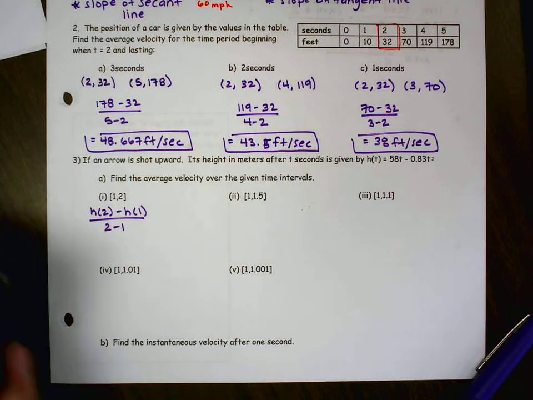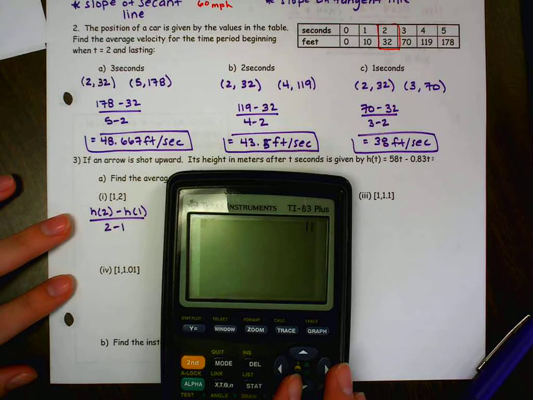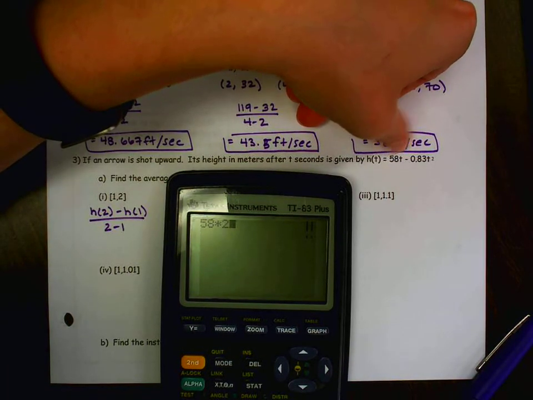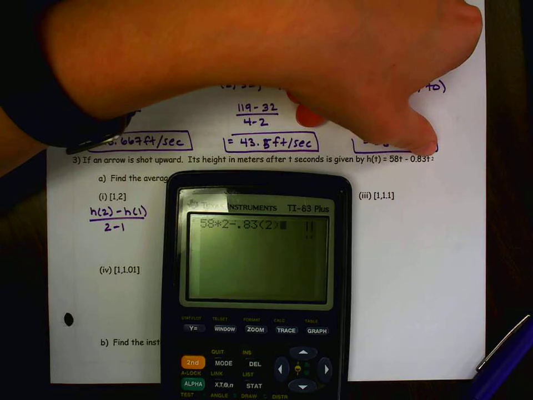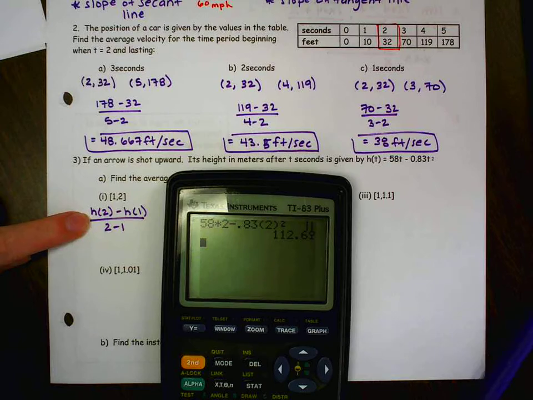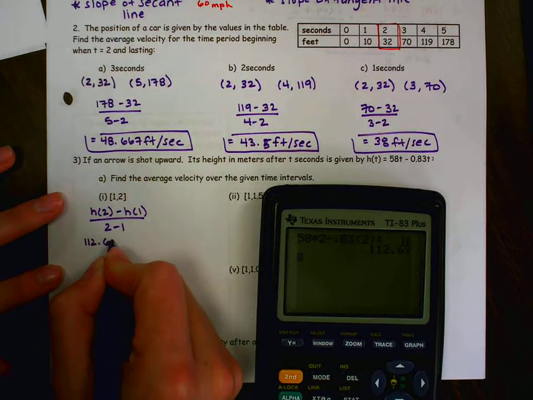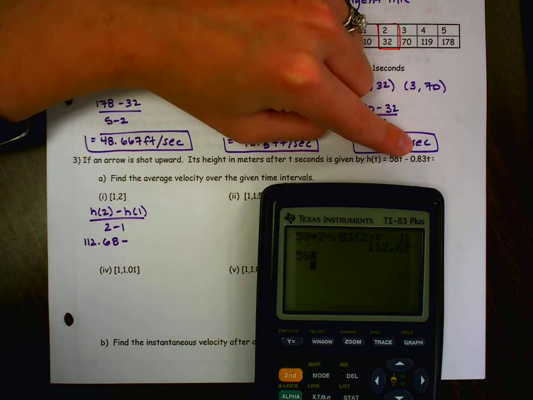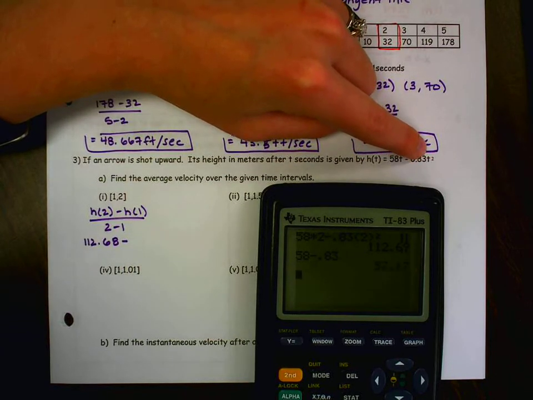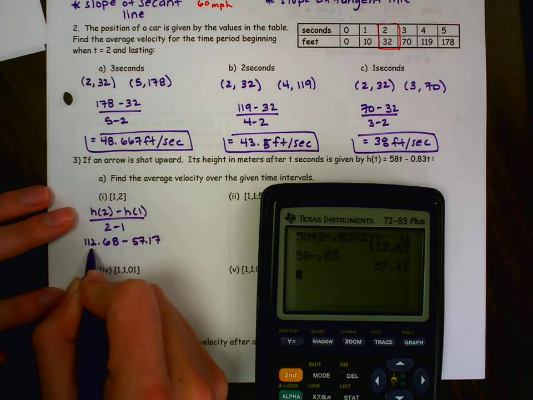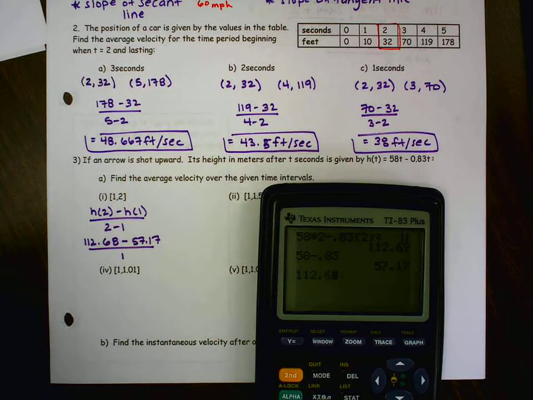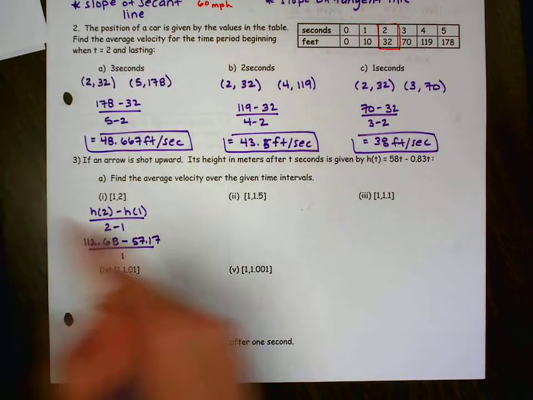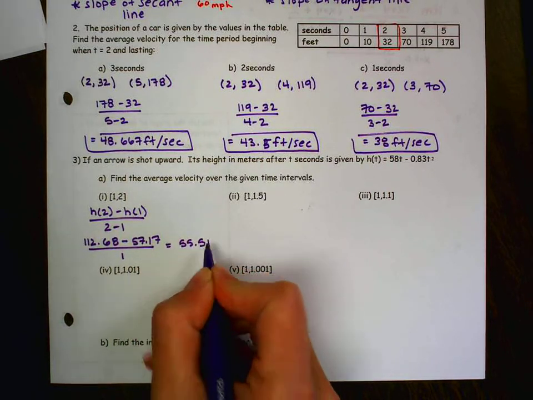So I'm going to plug these into my calculator. Sorry, this calculator is looking a little sad. So we're going to plug in 2. I'm going to get 58 times 2 minus 0.83 times 2 squared. That's my first h value. Minus 58 times 1 minus 0.83 times 1 squared. It's all over 1. And I get 55.51. That's my average velocity, and we're doing it in meters per second.